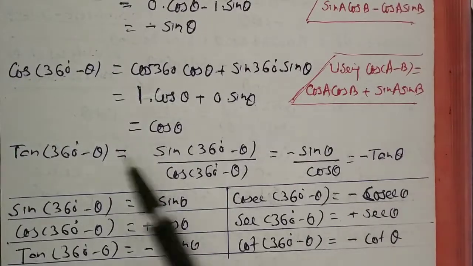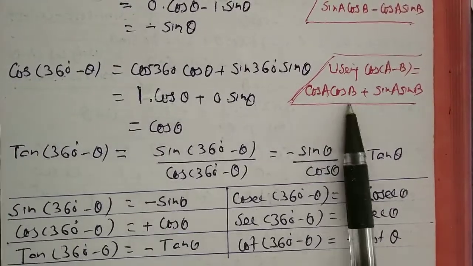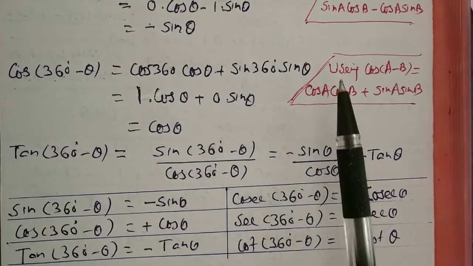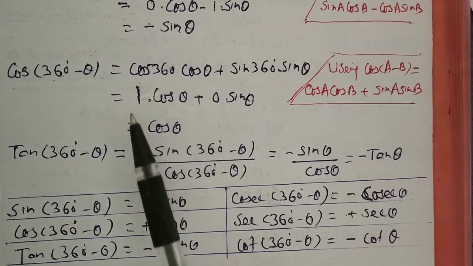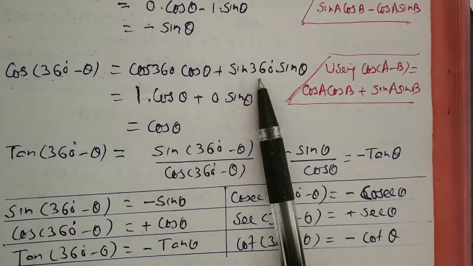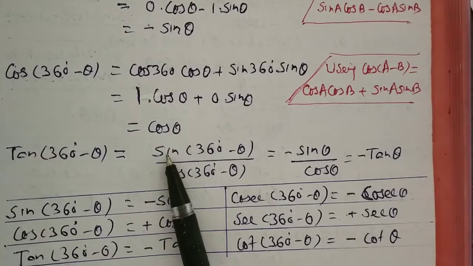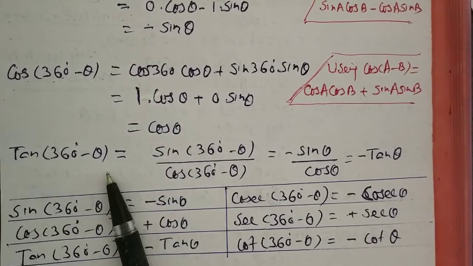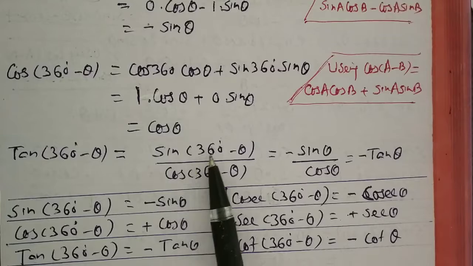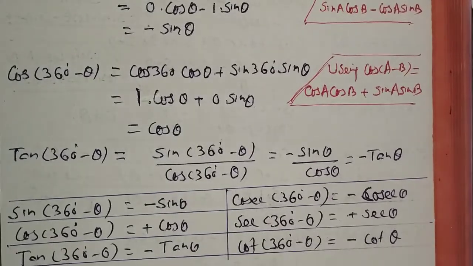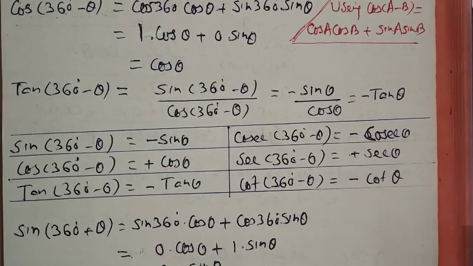Again cos 360 minus theta is broken according to this formula: cos 360 cos theta plus sine 360 sine theta. So cos 360 is 1 into cos theta, sine 360 is 0 into sine theta. So the last part is 0, so cos theta. To find tan 360 minus theta, divide first by second, sine by cos. So this is minus sine by cos, minus tan theta, and hence the table is ready.